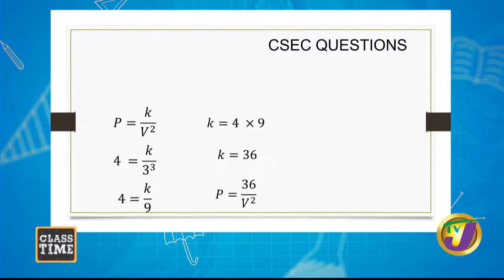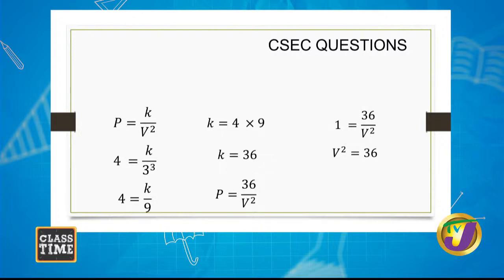But they gave us a value, didn't they? They said that P was equal to 1. So we can do a quick substitution right here. When I substitute, 1 is equal to 36 divided by V squared. Therefore, if I multiply through by V squared, I know that V squared is equal to 36.